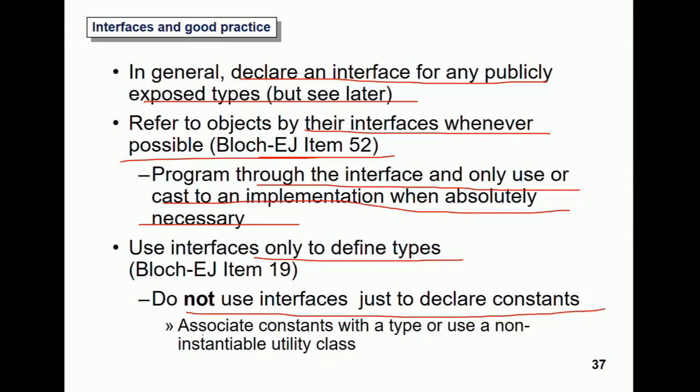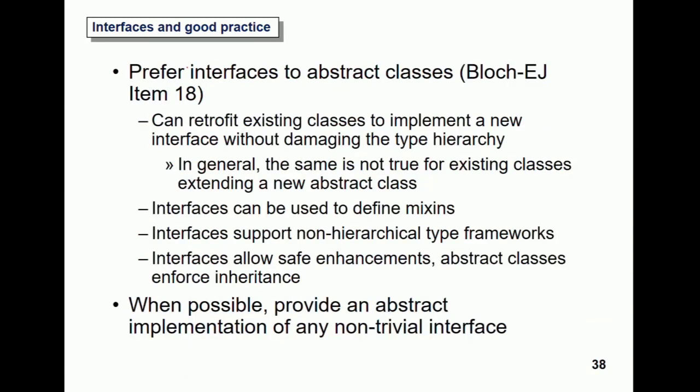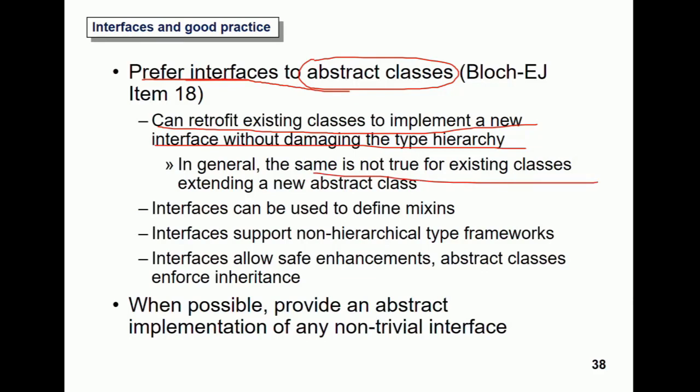So if you want to create constants, associate constants with a type, or use a non-instantiable utility class to do that. So usually interfaces and abstract classes work well together because you want a place to put the common code in, which is what the abstract class is. But generally, if you don't have any common code, then prefer interfaces to abstract classes. So the advantage of that is you can retrofit existing classes to implement a new interface without damaging the type hierarchy. Again, the same advantages of using interfaces. And the same is not true for existing classes extending a new abstract class.